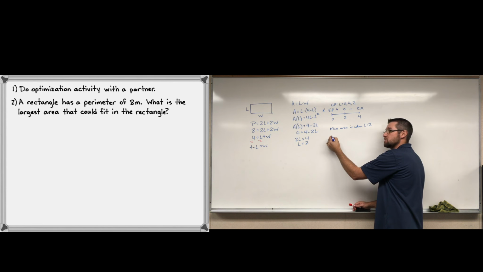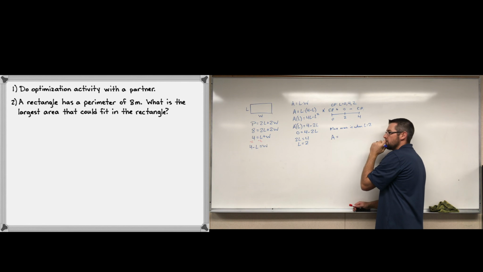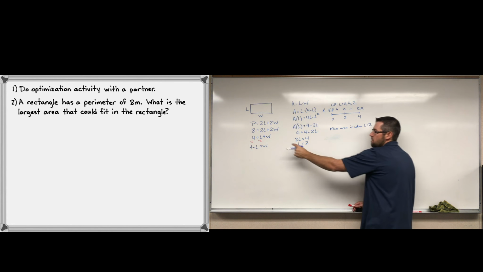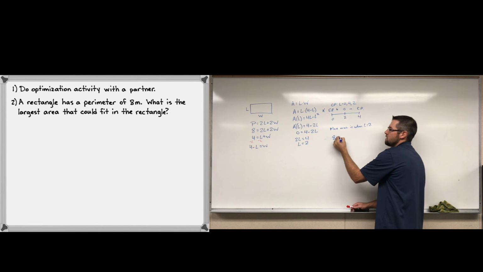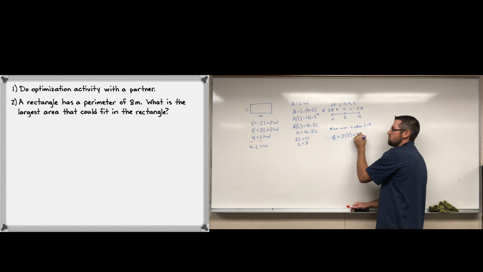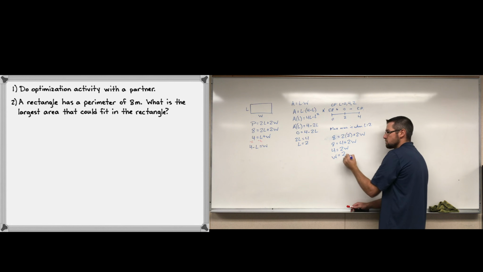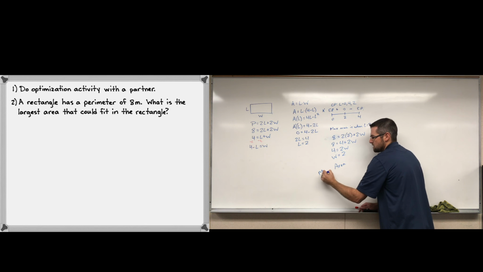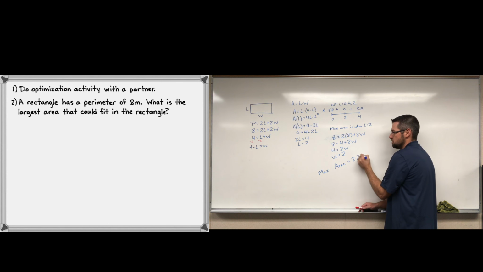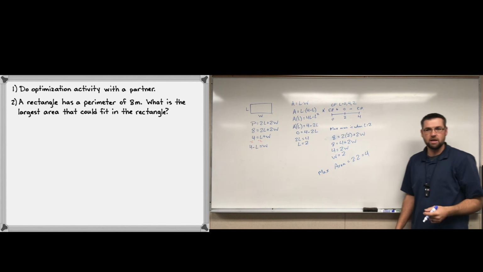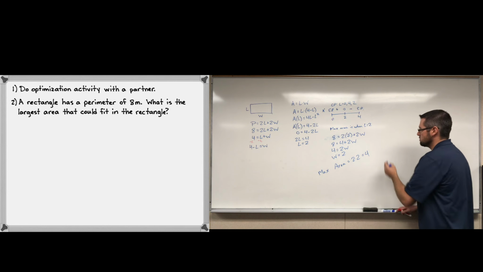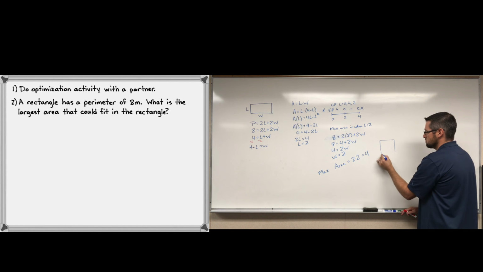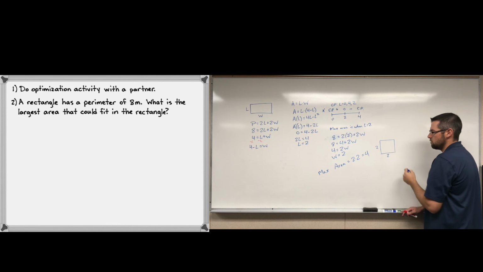So what is the absolute maximum area? Well, let's take a step back here. If the perimeter is 8, we would say 8 equals 2 times 2 plus 2W. So that's 8 equals 4 plus 2W, which makes W 2. So the maximum area is 2 times 2, which is 4. And so you guys pointed out, wait a minute, that's not a rectangle, it's a square.